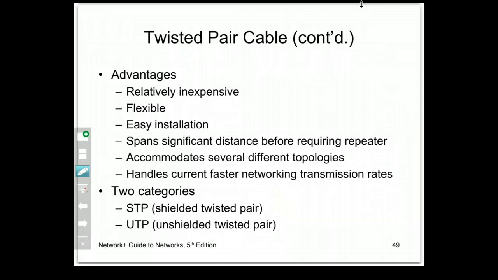The spans are a significant difference, requiring a repeater. An advantage here of twisted pair: it accommodates several different topologies and handles current, faster networking transmission speeds, which for most new computers is gigabit transmission speed, which is very fast. So you have faster transmission rates on the twisted pair than you do on the coax?